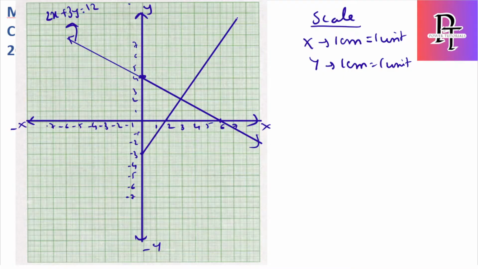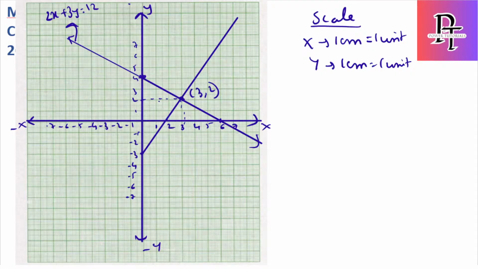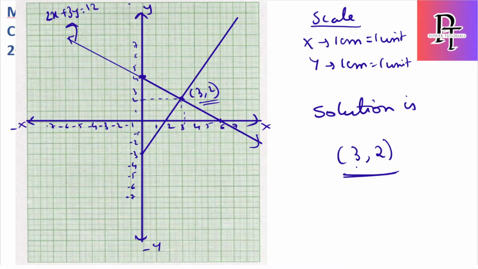if you draw it properly, then you should get the intersecting point as here, which should be (3, 2). 3 comma 2 should be the solution. Let me just cross verify. 3 2s are 6 plus 6 is 12, correct. Second equation, 3 5s are 15 minus 6 is 9. Yeah, we got the exact answer. So if you draw properly, you should also get the intersecting point exactly at (3, 2). Hence the solution is (3, 2), which is x is 3 and y is 2.